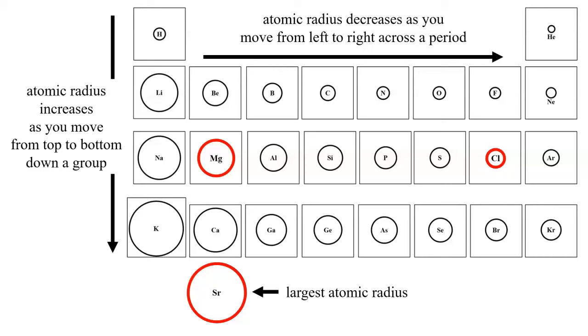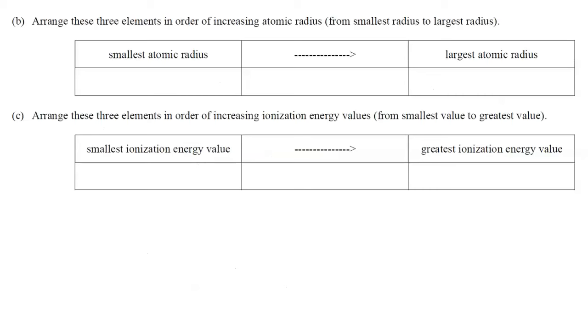So of the three elements in this group that we're considering, strontium has the largest atomic radius of these three, and chlorine has the smallest atomic radius of this set of three. So to answer part B of question 20, chlorine has the smallest atomic radius, and strontium has the largest atomic radius.